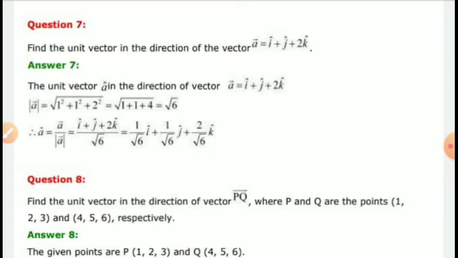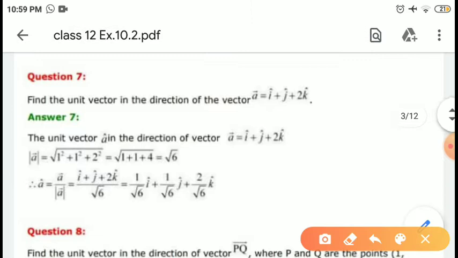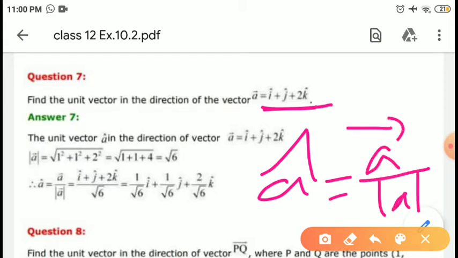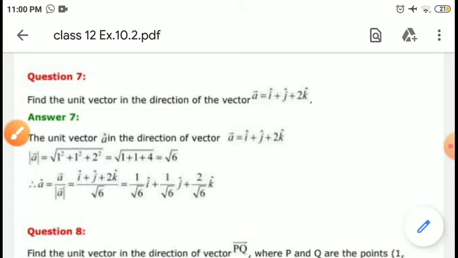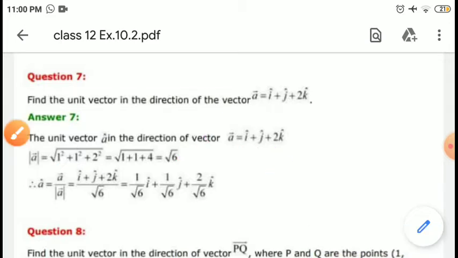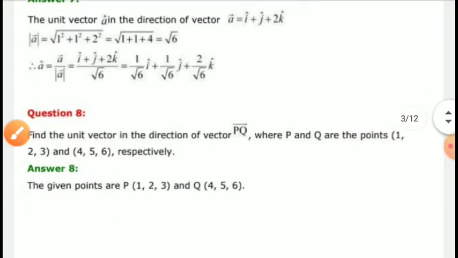We represent it by a cap. So a vector is given to you, a cap is represented by the unit vector in the direction of this vector. This is equal to this vector divided by its magnitude. So that is done here. First of all, find the magnitude. Here the components are 1, 1, 2. So the square root of 1 square plus 1 square plus 2 square is root 6, and you are going to get the required answer.